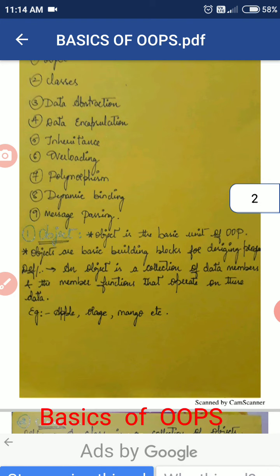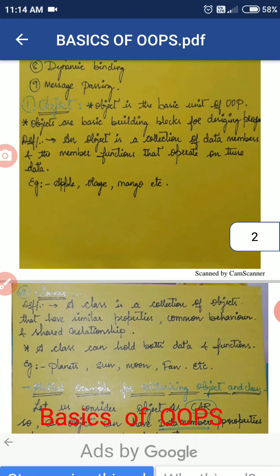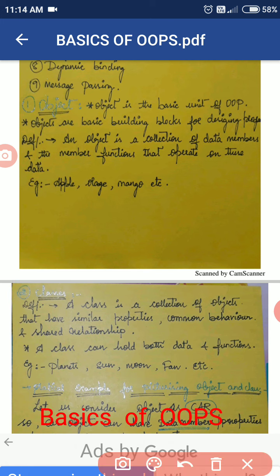In that, first we'll discuss what an object is. As I told earlier, an object is the basic unit of OOP, or it is called the basic building block for designing programs. If you want to develop some software in real time, you have to know this object. Without knowing the object concept properly, you cannot become a software engineer or software developer in future days. So you should know this object correctly.